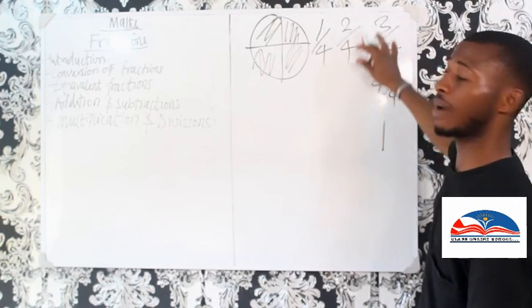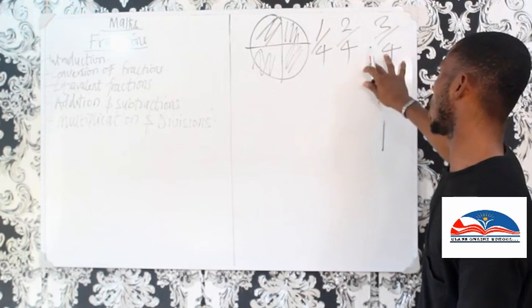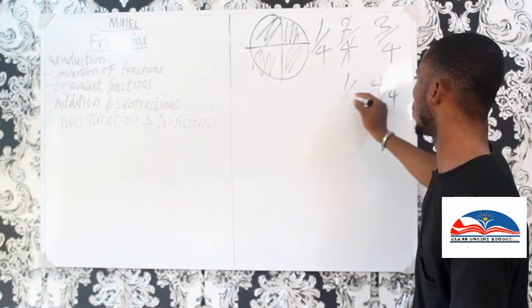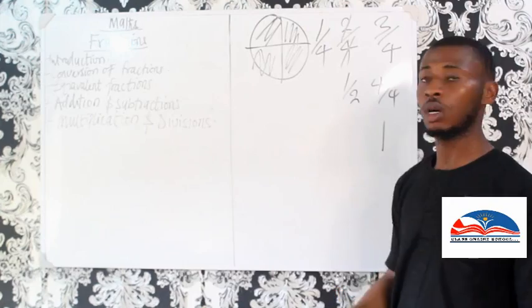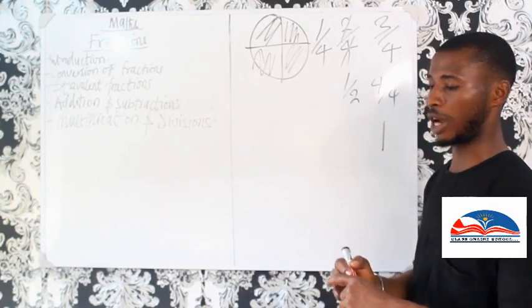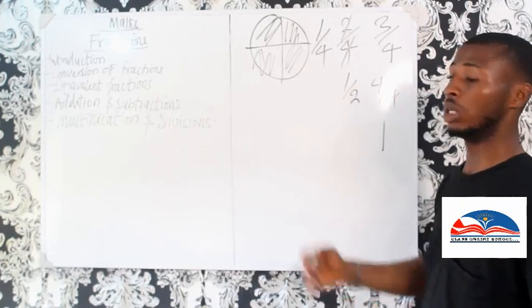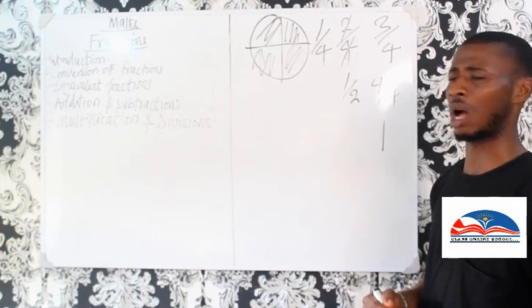If you cannot divide this, if you divide this, you have 1 over 2, which is actually half of the whole fraction. Okay, now this is just to introduce you to the main thing we are going to talk about today.